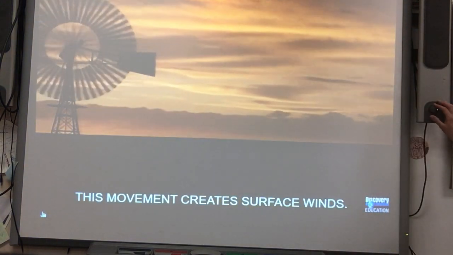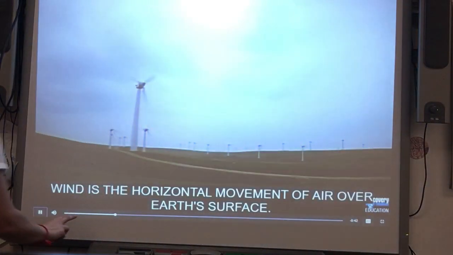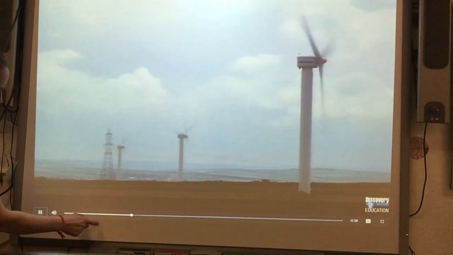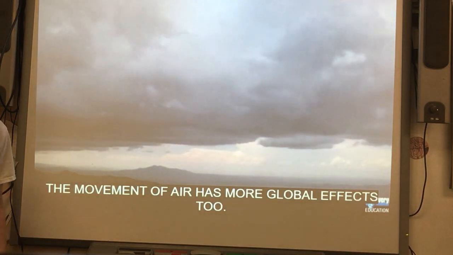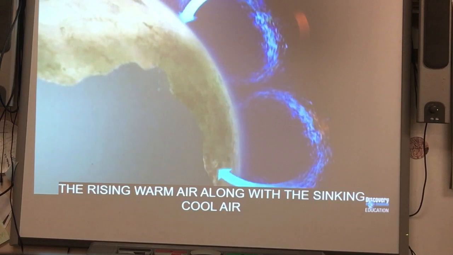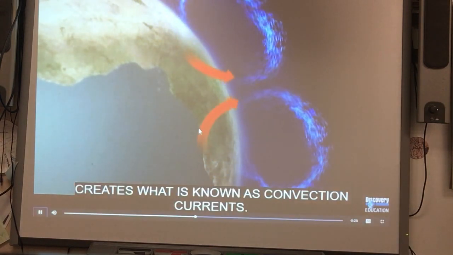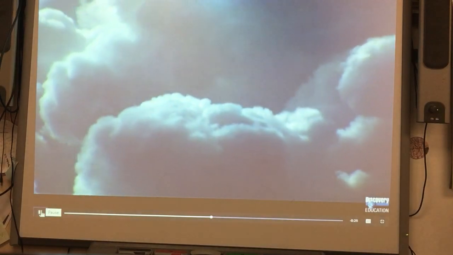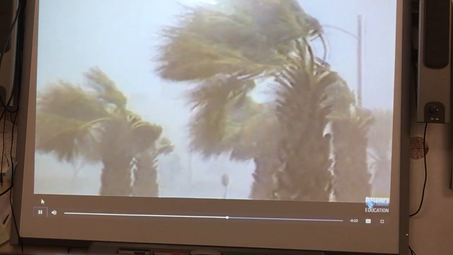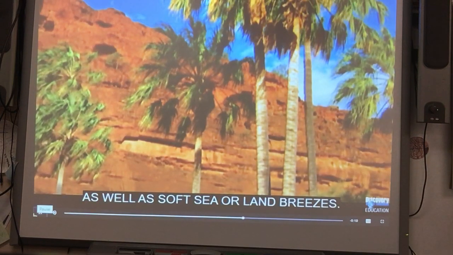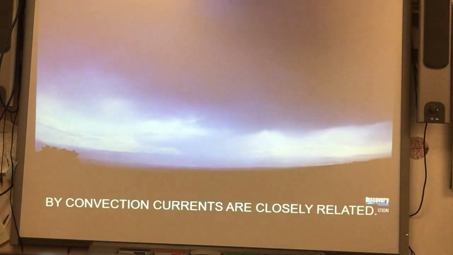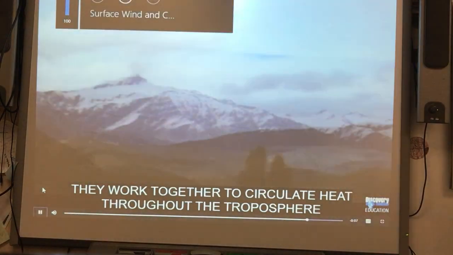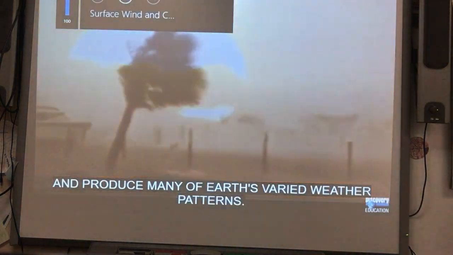This movement creates surface winds. Wind is the horizontal movement of air over Earth's surface. It is one of the basic elements of weather. The movement of air has more global effects too. The rising warm air, along with the sinking cool air, creates what is known as convection currents. Convection currents can bring turbulent weather as well as soft sea or land breezes. Temperature, air pressure, and movement of air by convection currents are closely related. They work together to circulate heat throughout the troposphere and produce many of Earth's varied weather patterns.